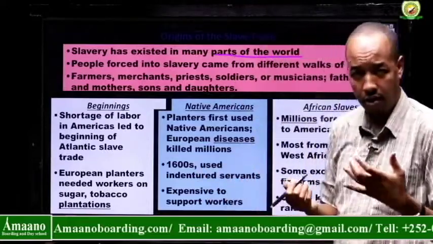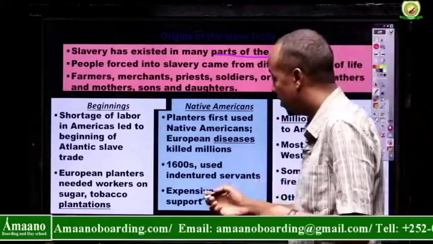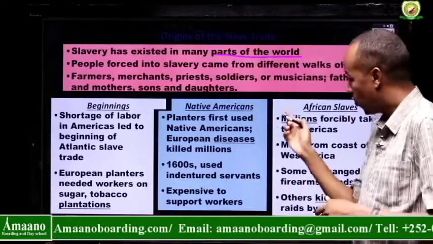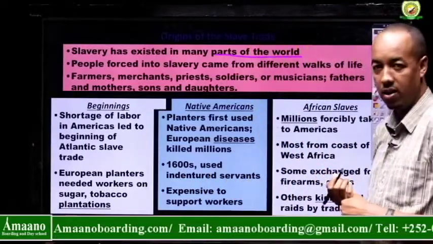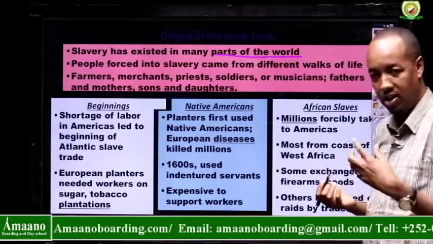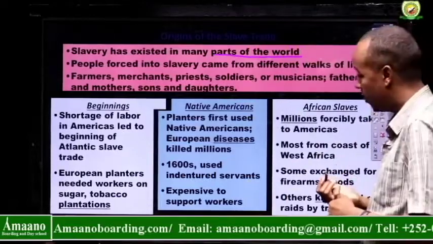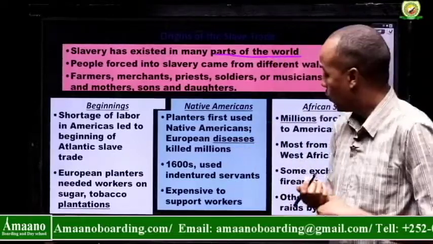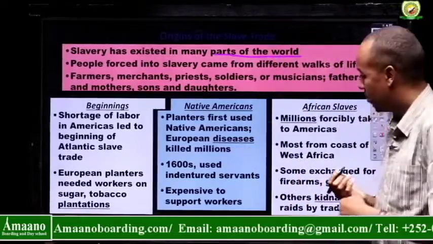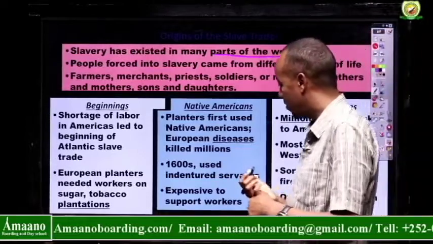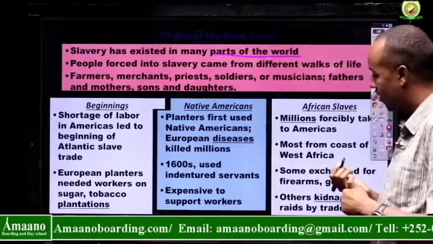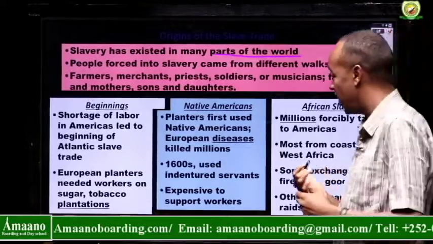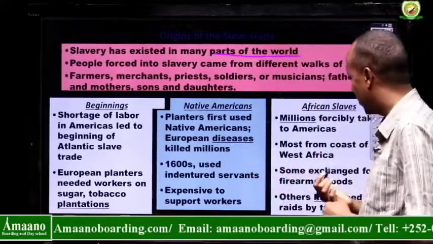But before Africans, there were other choices. European planters needed workers on sugar and tobacco plantations. So planters first used Native Americans, the Red Indians, as slaves. But European diseases killed millions of them. So what did they do next? By the 1600s, they also used indentured servants, those who were hired, but this also did not work for them because it was very expensive to support workers.